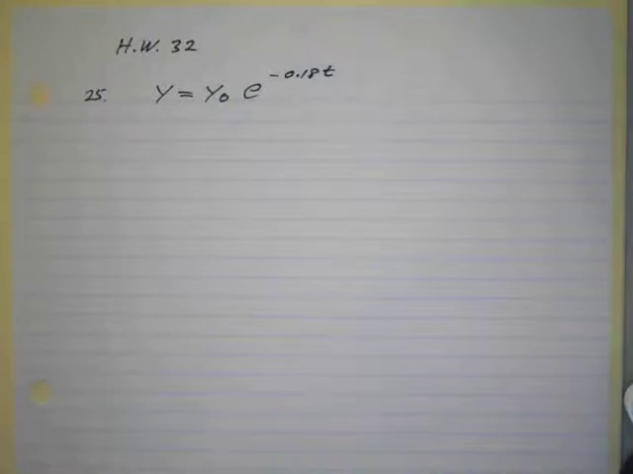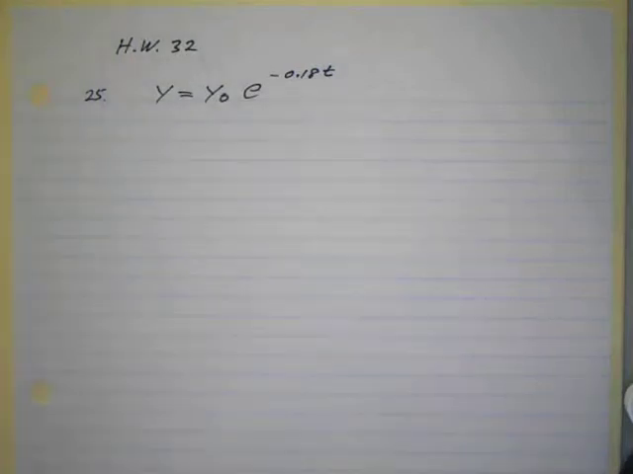Okay, this is number 25 on homework 32. And it says the decay equation for radon 222 gas is known to be y equals y sub 0 e to the negative 0.18 t. With t in days, about how long will it take for the amount of radon in a sealed sample of air to decay to 90% of its original value?